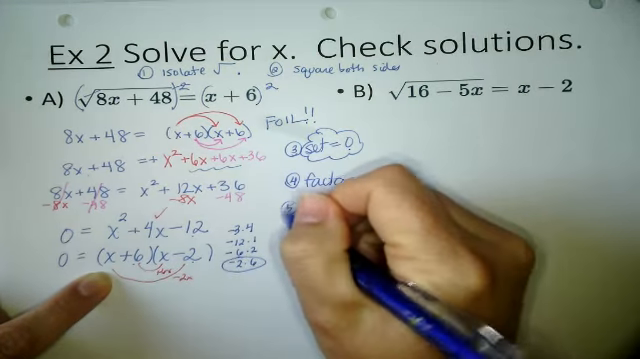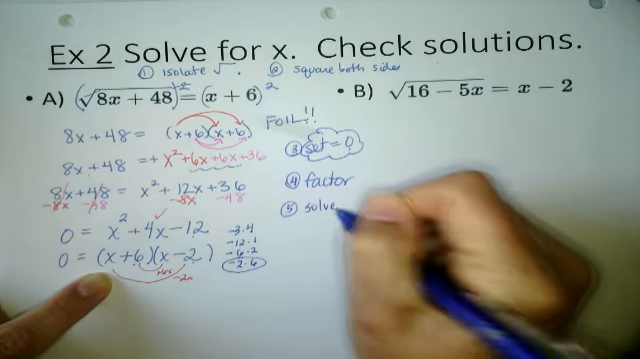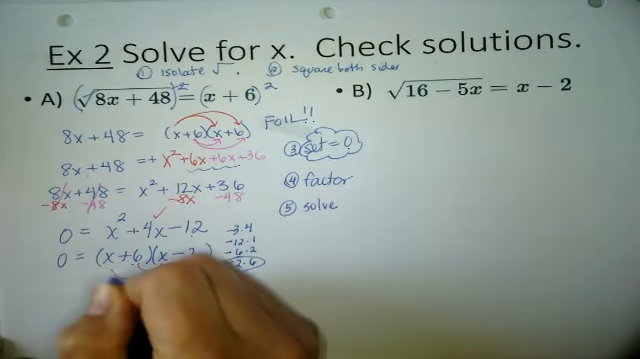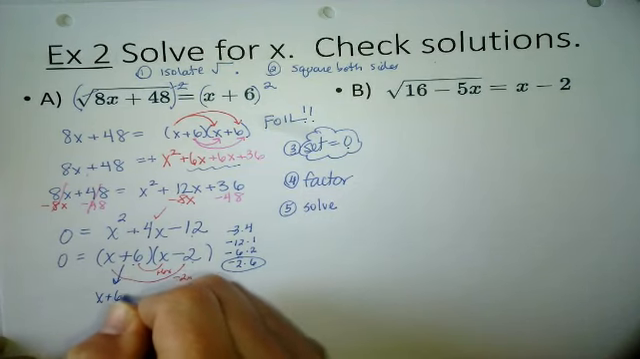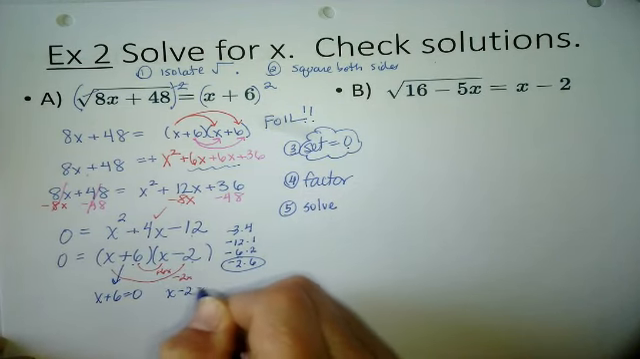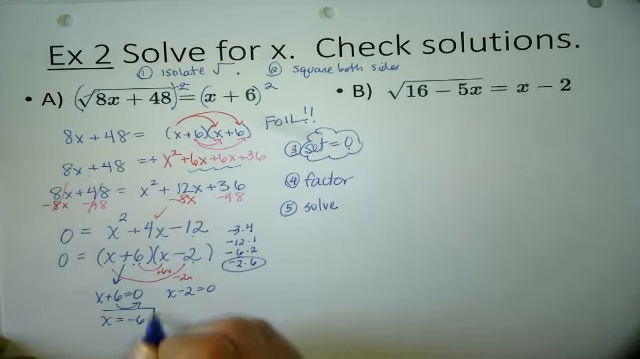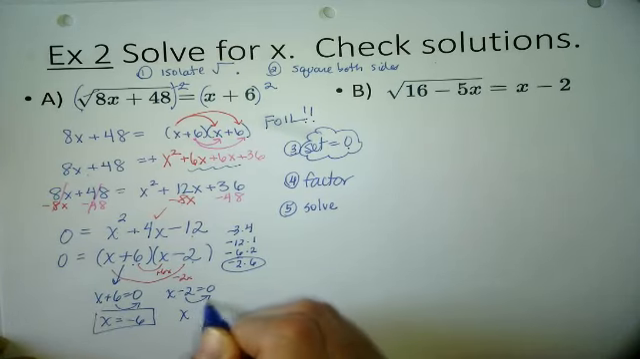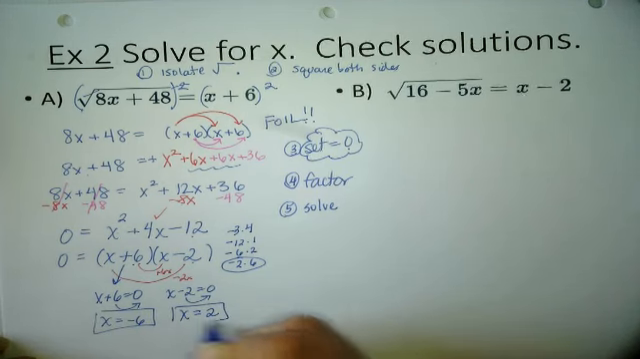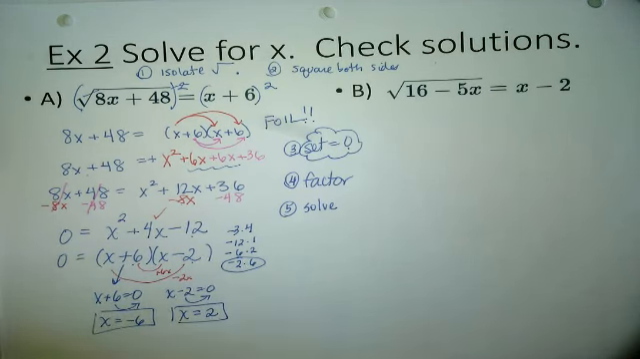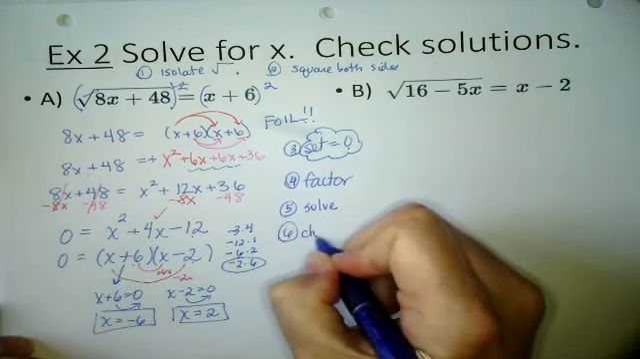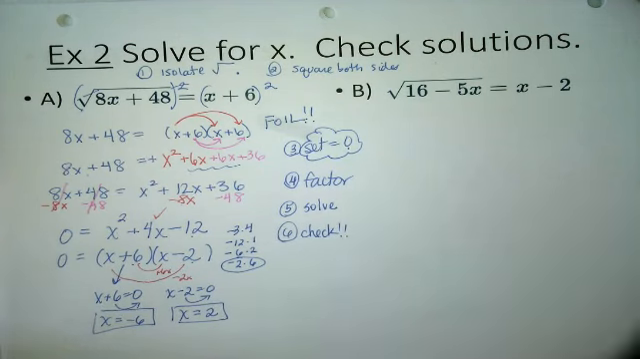And then the last step is to solve for x. So we set each bubble equal to 0, and then move it over so we get x equals negative 6 and x equals positive 2 as possible solutions. So how do we know if we did it right? The very last step, you must check your solutions.